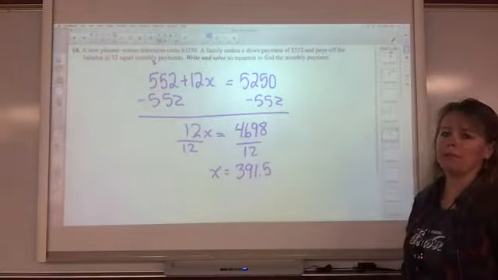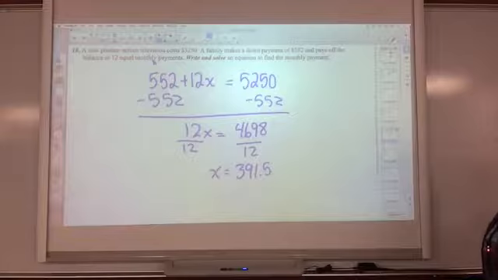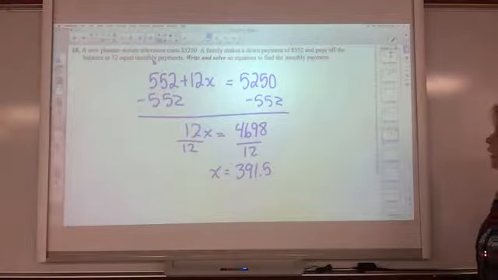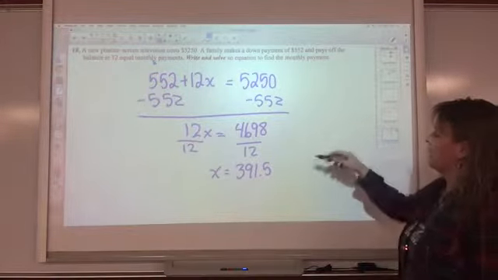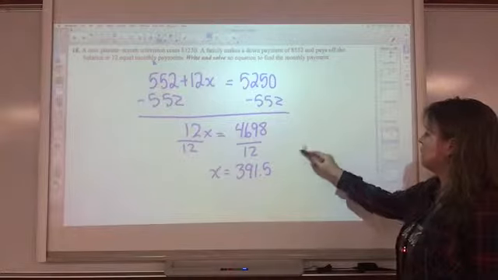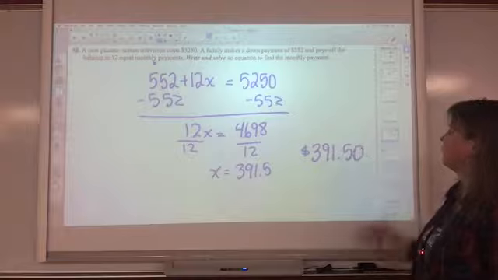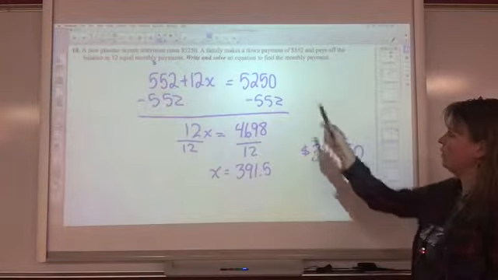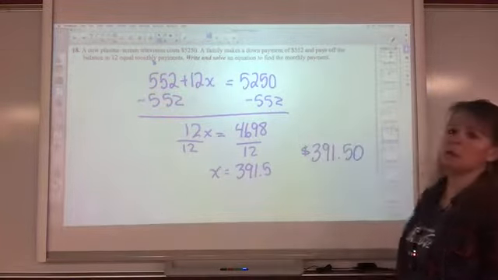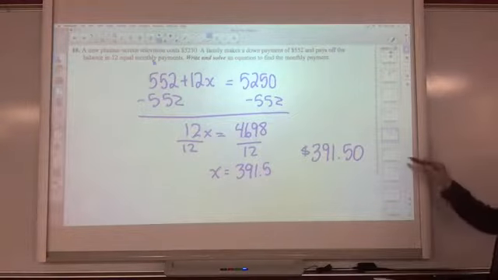Now this is a word problem, so make sure that it makes sense. Go back and check your answer, plug it in, and then answer it as a final answer. A monthly payment of $391.50. Take that times 12 and add 552 to it. You should come up with the total of your TV.